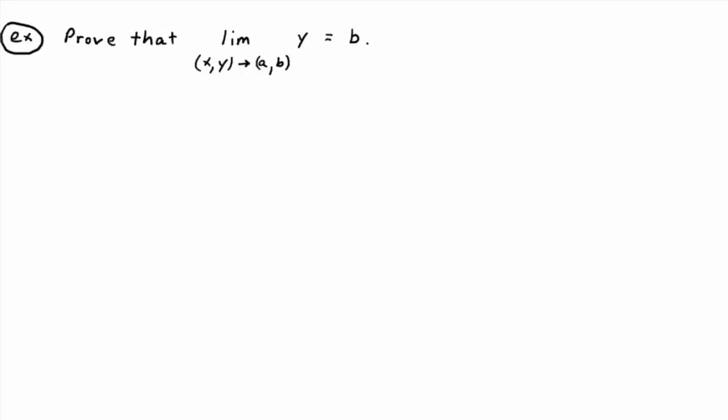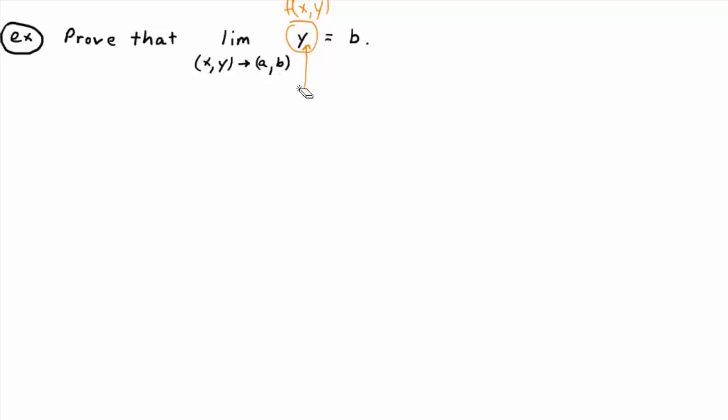Okay, so in this example, we're going to prove that the limit as (x, y) approaches (a, b) of the function f of (x, y), which is just y, equals b. So it's very important you understand this y is our function. F of (x, y) is equal to y here. So we want to show that the limit as (x, y) approaches (a, b) of y is just b. And notice what we're doing, by the way. It looks like we're just plugging in this b value for y, which is what we call direct substitution, if you remember that from Calc 1.